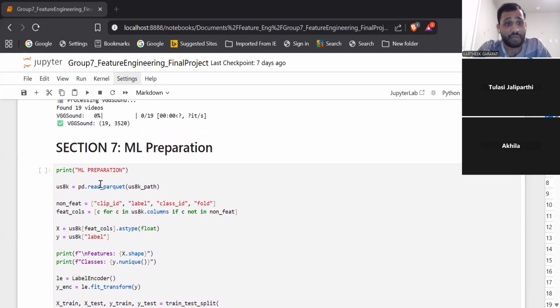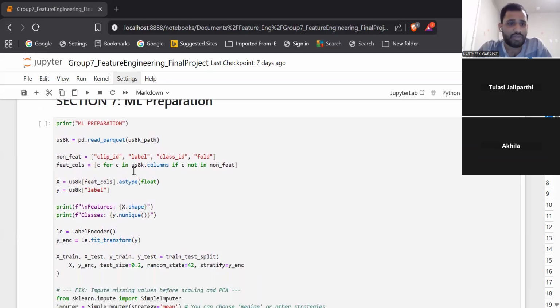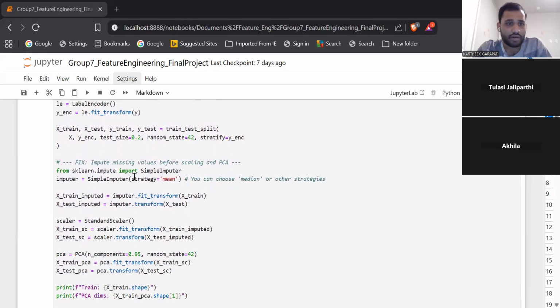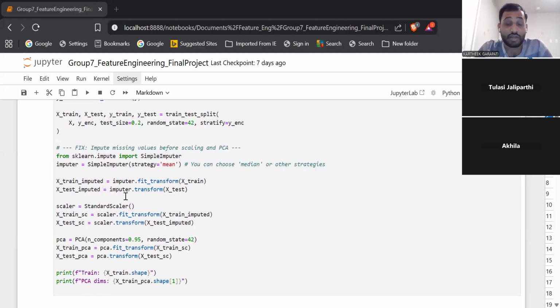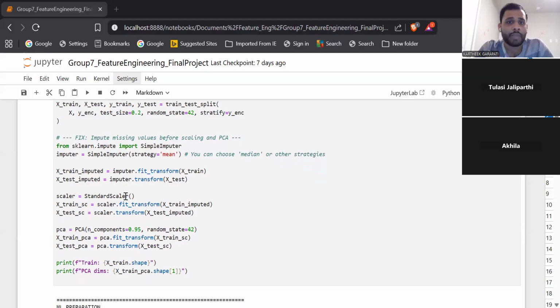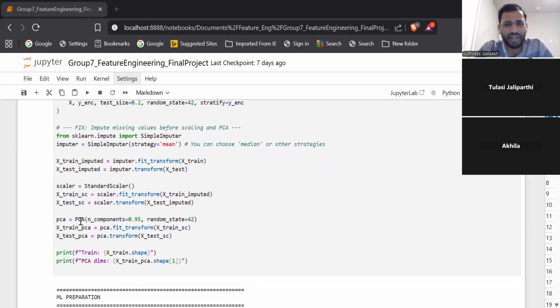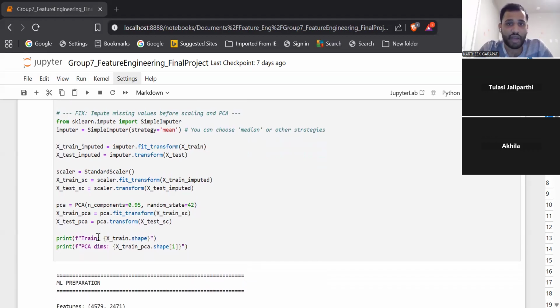We have a huge number of samples now, around 3,500 plus. So we separate features from metadata, then apply a simple imputer with the mean strategy. This is mainly to handle missing values, a critical step often overlooked. And the standard scaler normalizes features, as we all know, to zero mean and unit variance, which is very essential for SVM and PCA.